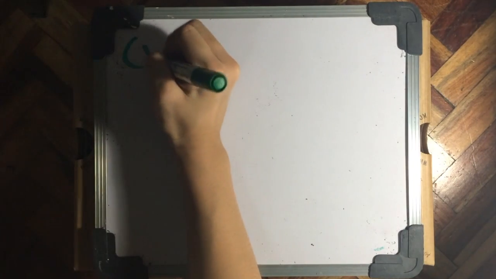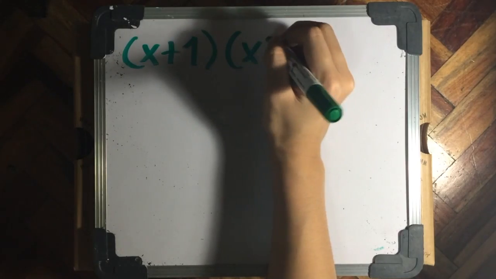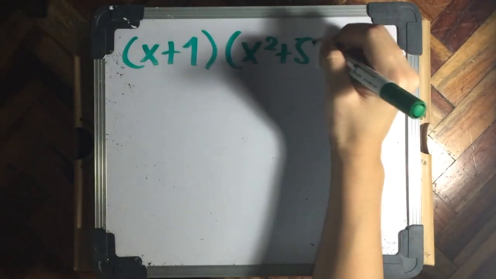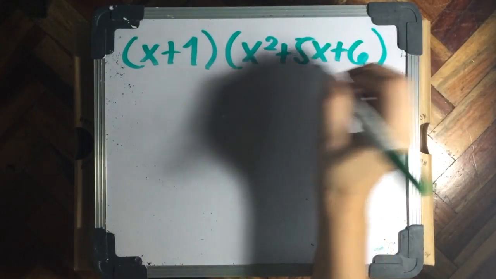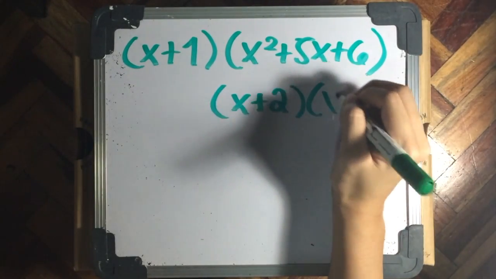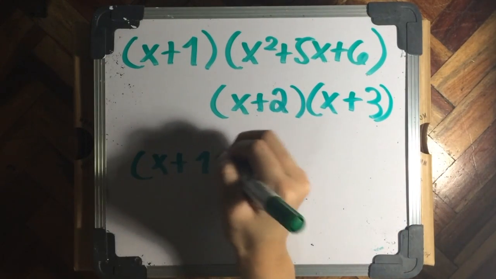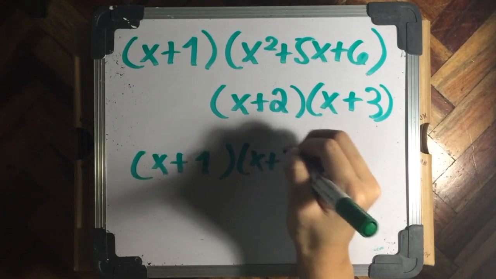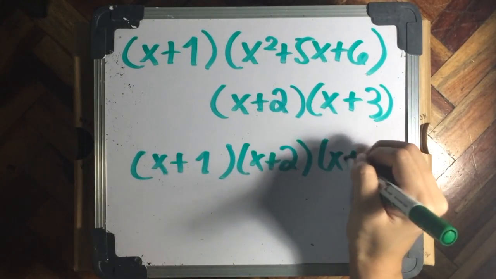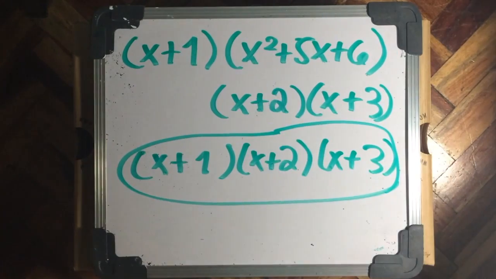There are also times when the given needs to be in its simplest or factored form, or else you would have a harder time solving the problem. An example of this is when you're given quantity x plus 1 and quantity x squared plus 5x plus 6. Quantity x squared plus 5x plus 6 can be factored into quantity x plus 2 times quantity x plus 3. So the LCD or LCM is quantity x plus 1 times quantity x plus 2 times quantity x plus 3.